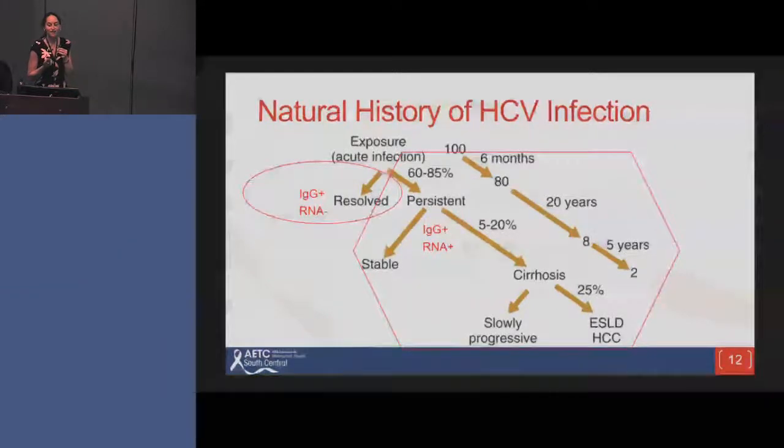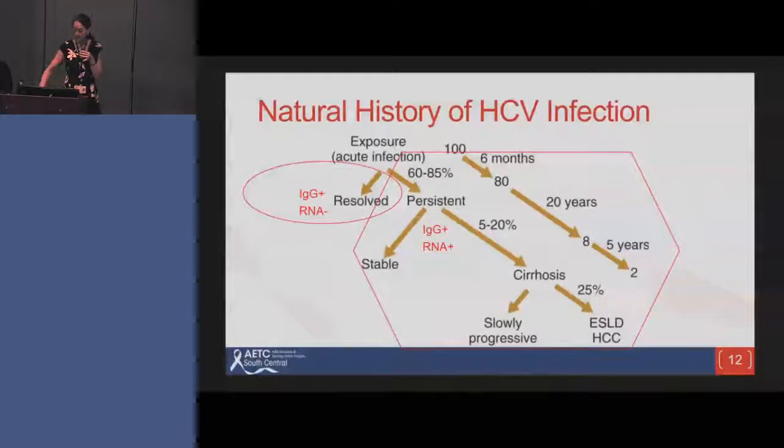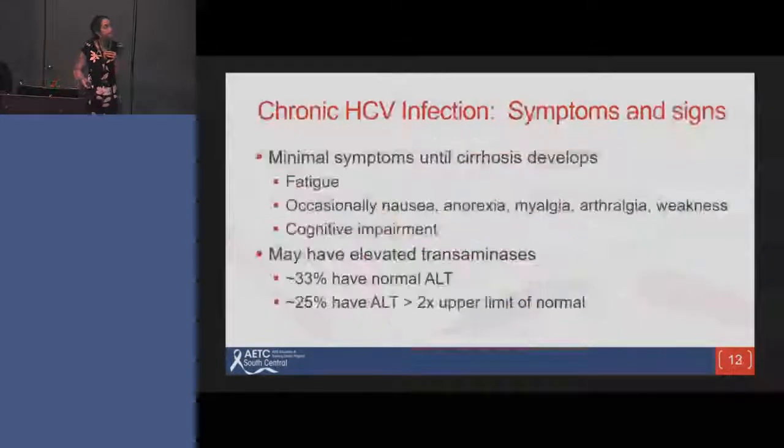There are some factors that certainly increase the risk of progression. HIV is one of them, which I'll show you in a little bit. Also, alcohol use will increase the risk of progression. The Hispanic population does tend to progress more rapidly to end-stage liver disease and hepatocellular carcinoma as well. And increasingly, we're seeing non-alcoholic fatty liver disease complicate liver disease and may also contribute to accelerated progression.